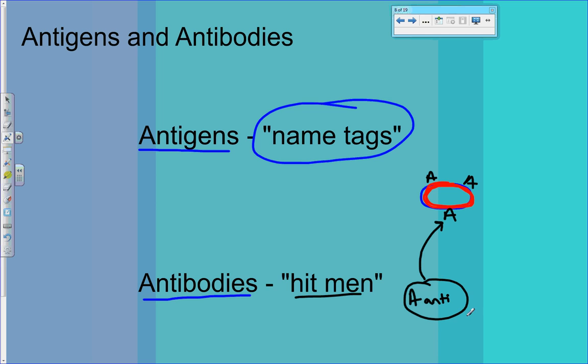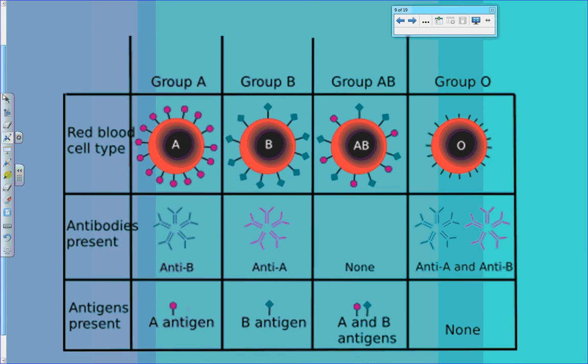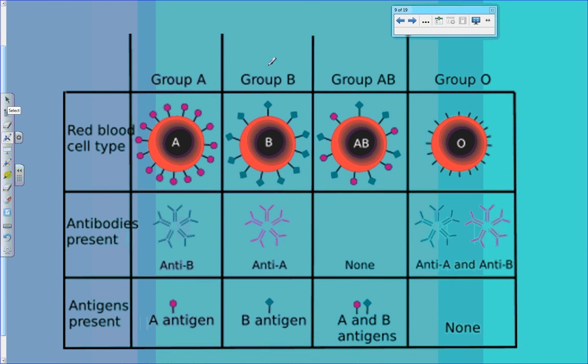So if we look at the different blood groups here, we have four types. We have A, B, AB, and O. So again, the antigen present on A blood is this A antigen. So there it is. The group B blood, they have the B antigen, this little name tag that says, hello, I'm type B.